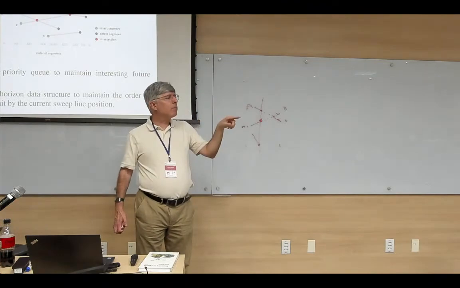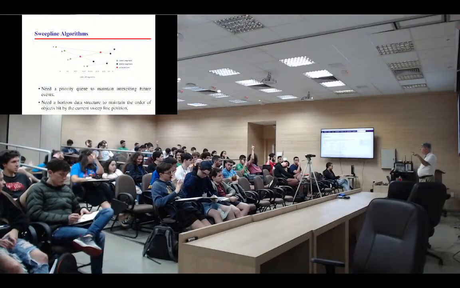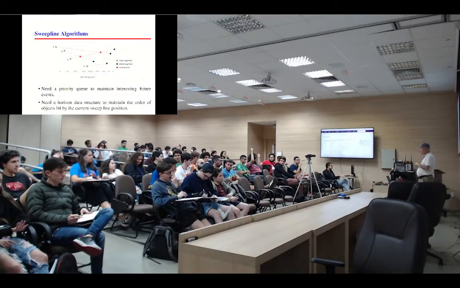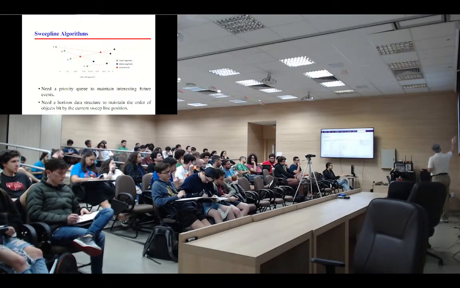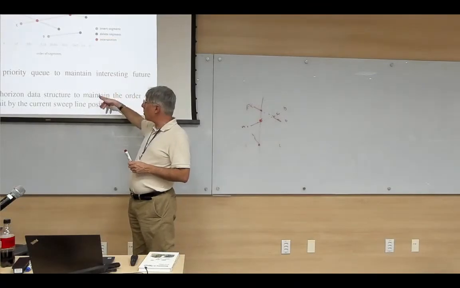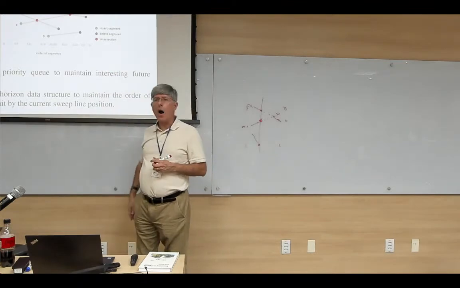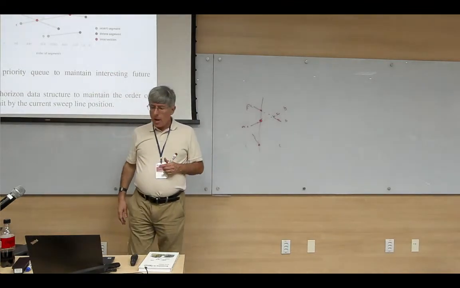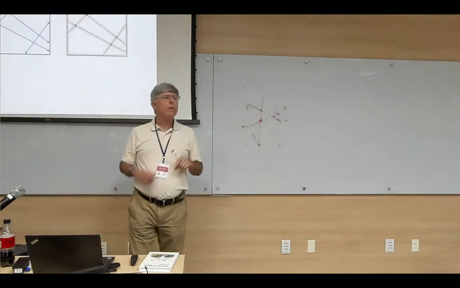How many of you have ever implemented a sweep line algorithm in geometry? Many of you, most of you, I'm not surprised. But what is the key idea here? There is an ordering of the objects with a priority queue, and there is a horizon data structure maintaining the ordering on the Y. And this kind of an algorithm can be used for all kinds of different things.